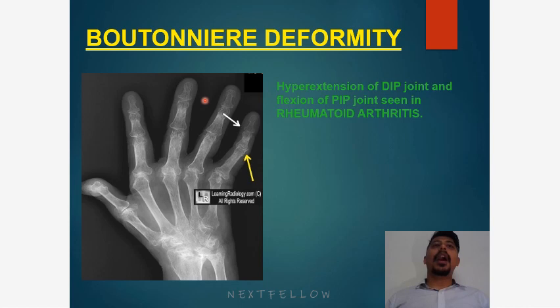Boutonniere deformity, hyperextension of the DIPs and flexion of the PIPs, as seen in rheumatoid arthritis.